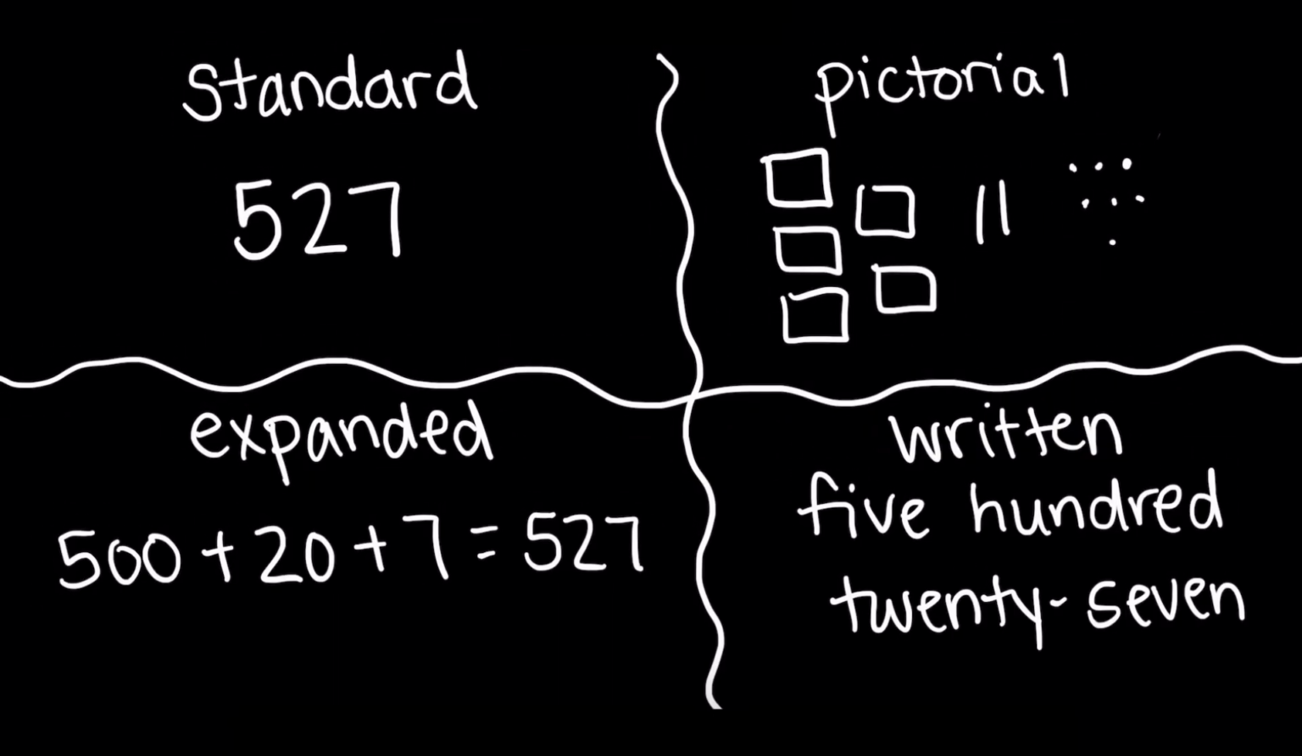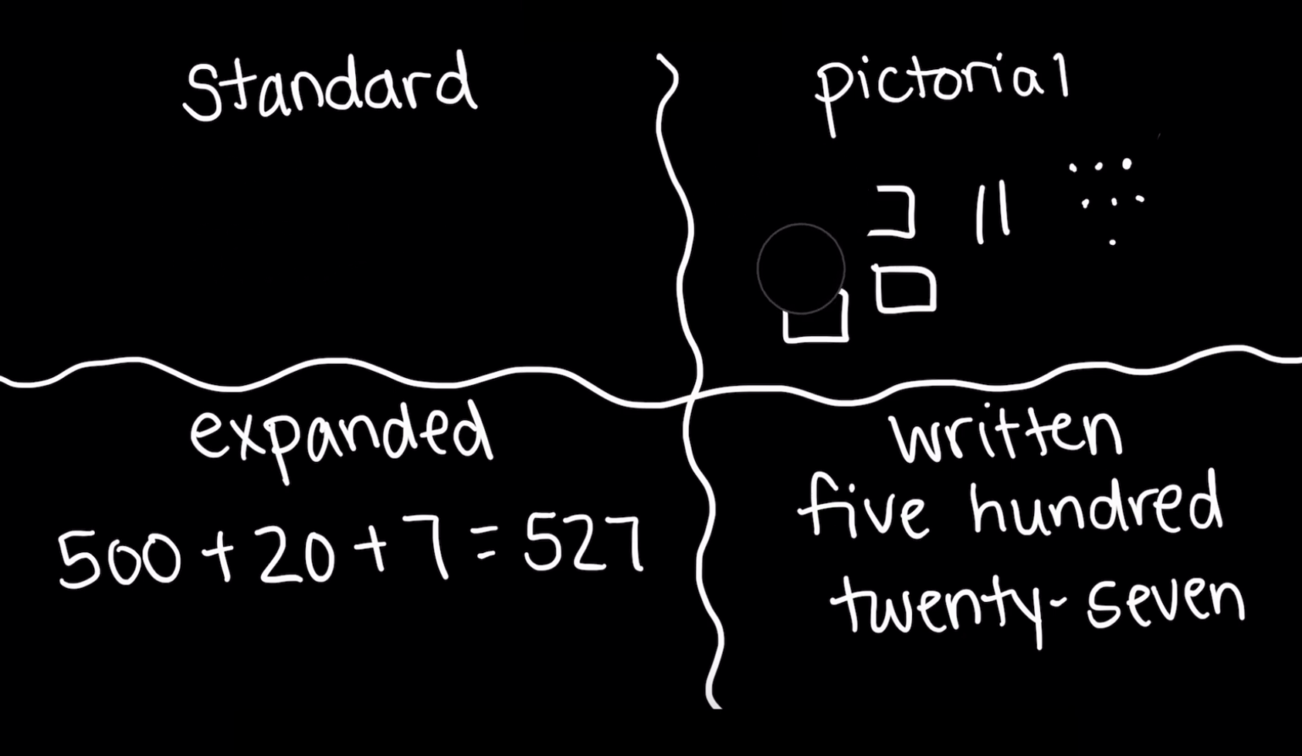If you're not done yet, feel free to pause the video and finish your work. I know I'm a lot older than you and I can write a lot faster, so pause if you need more time now. If you don't need more time, here's what I got as my solution. My pictorial model, my expanded form, and my written form for the number 527.